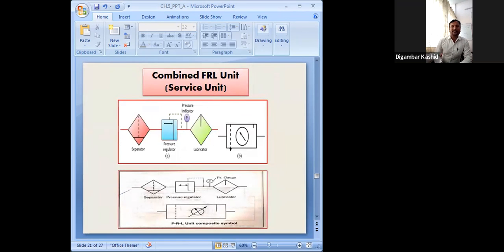So this is called the filter regulator unit, or air preparation unit element. You can see it's a standard symbol. This is the standard symbol of the FRL unit. This separator means filter, pressure regulator, and lubricator. This is also called a service unit. Please see this standard symbol. Same here I have shown the air filter, air pressure regulator, and lubricator, and if you combine them together, then this is the symbol of the FRL unit. It is a composite symbol, the combined FRL unit. Please remember.